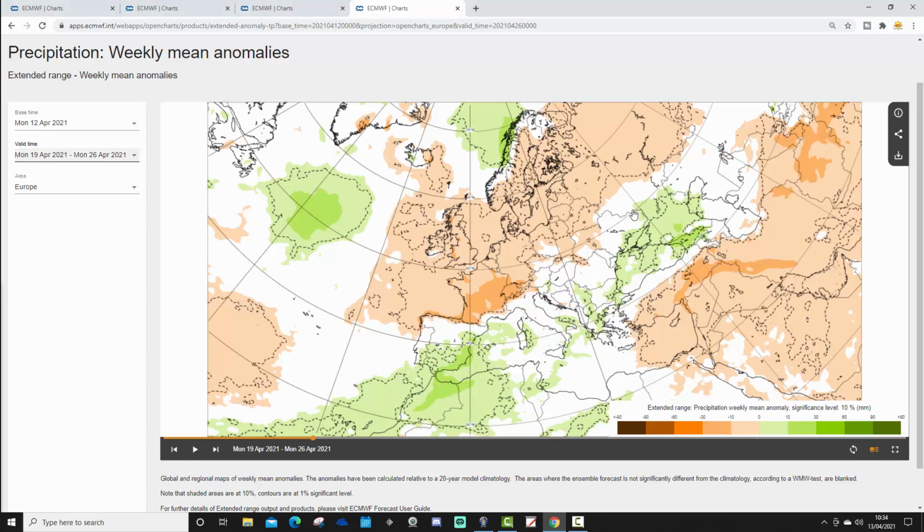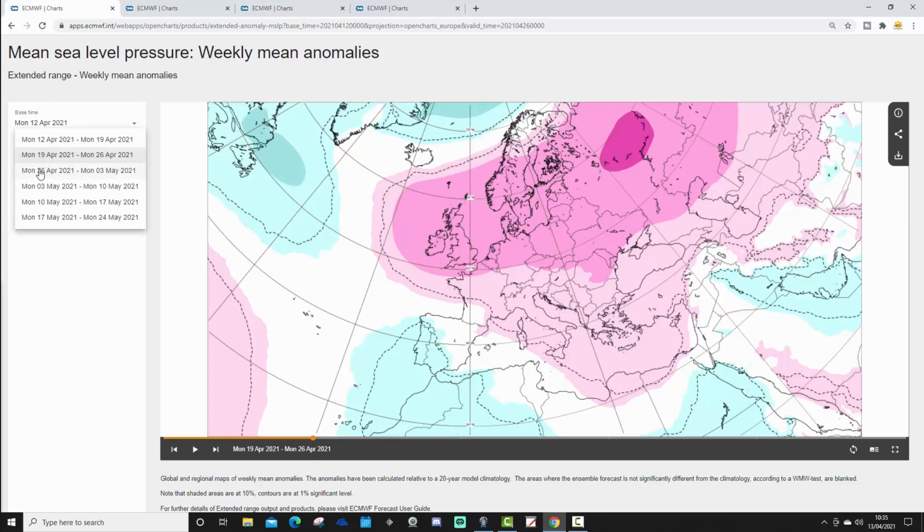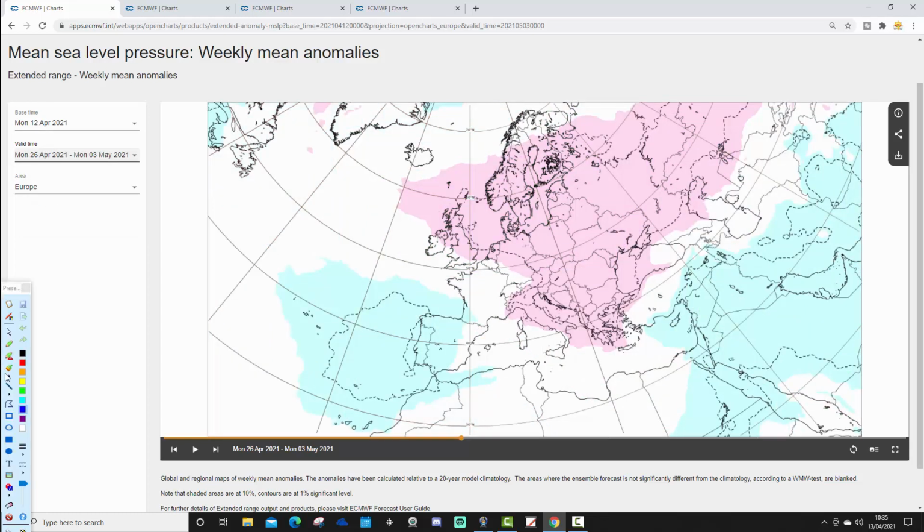So the idea basically is that northern Europe is anticyclonic and mainly fine. Southern Europe does look quite a lot more unsettled. Right, that's week 2 done. Let's have a look at week 3, which is going to be the 26th of April to the 3rd of May. See what's going on in this week.